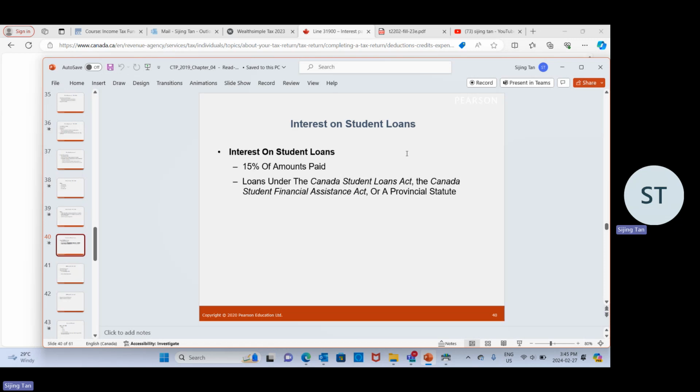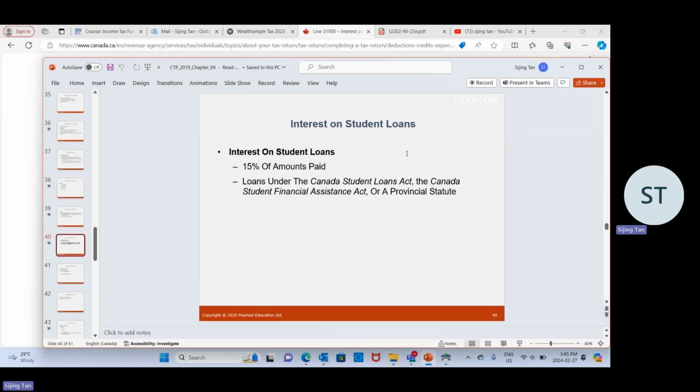What does that mean? For example, let's say Mike is a student. He started repaying his student loan in 2023, last year, and the total amount included $300 of interest from the loan. He can reduce his tax bill by $300 times 15%, which equals $45. So he can reduce his tax bill by $45. This is how you deal with the student loan.